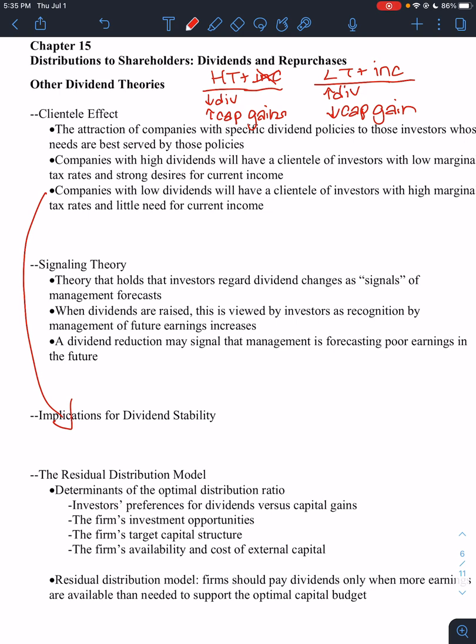Now, what we'll do in the next video is signaling theory, which is also going to cause an argument for dividend stability, but not so much for the clientele effect, but for the signal that it sends to investors whenever we increase our dividend and whenever we cut our dividend. And I'm not sure how far I am on time, so I'll just do signaling theory in the next video to make sure.